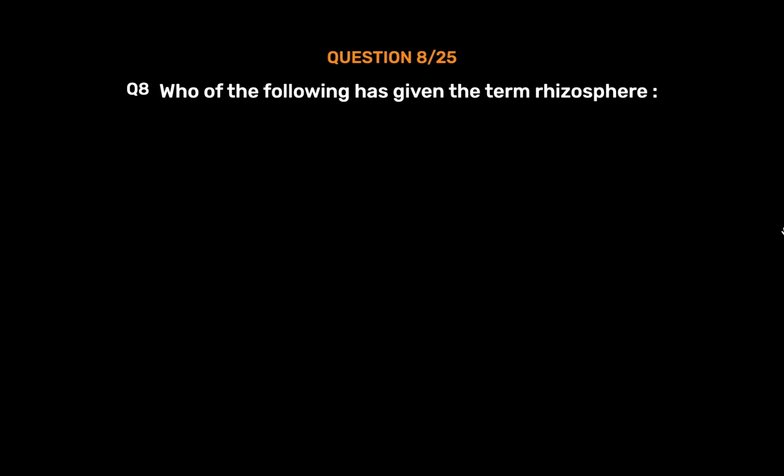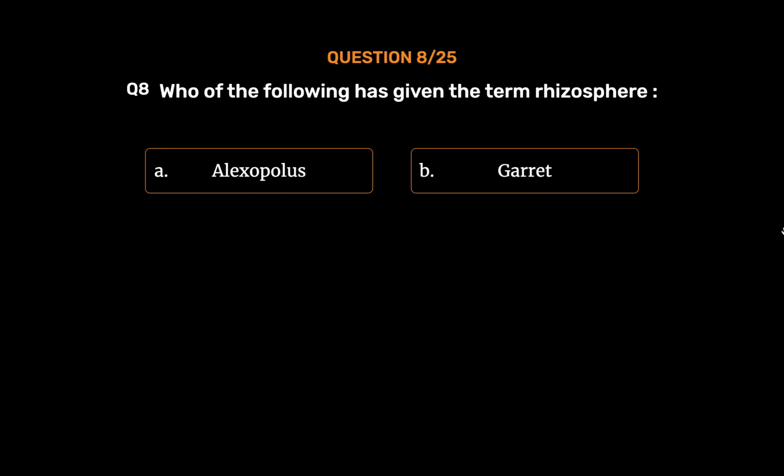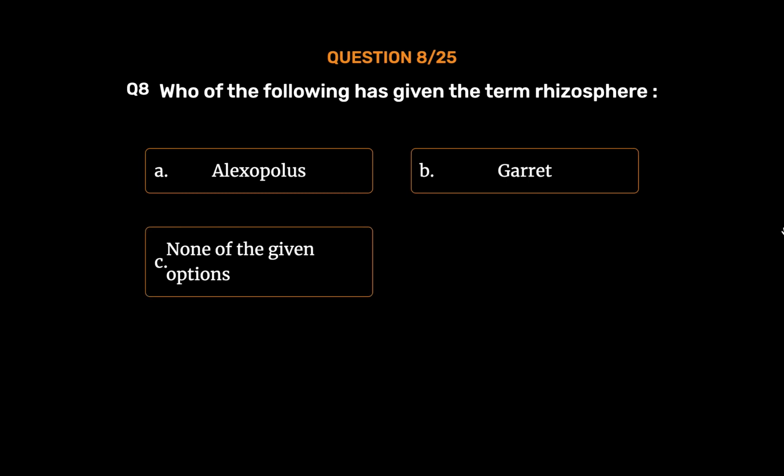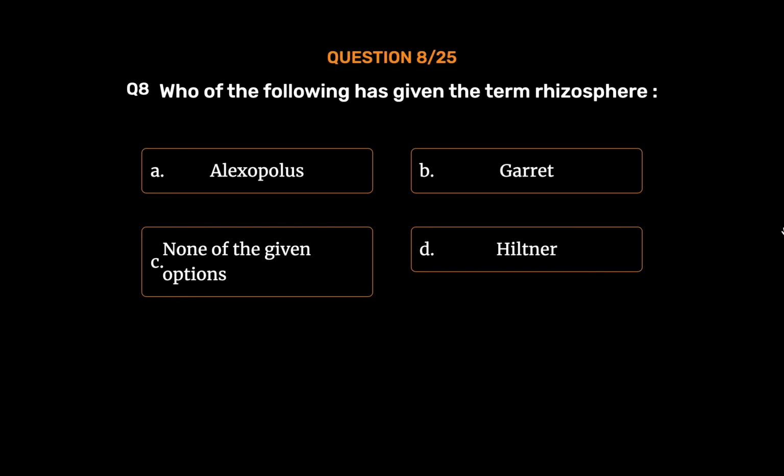Question number 8. Who of the following has given the term rhizosphere? Option A. Alexopoulos. Option B. Garrett. Option C. None of the given options. Option D. Hiltner. The correct answer is Option D.